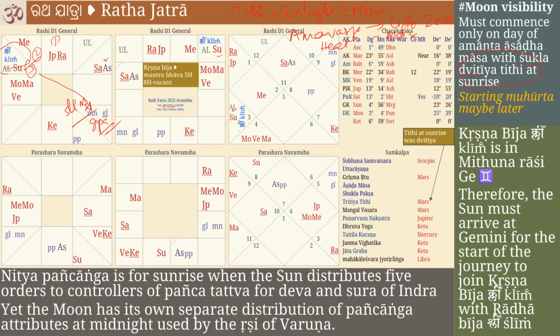Okay, this moon's orders are all associated with the Rishi of Varuna. Varuna and Indra. The Deva Panchanga or the sunrise Panchanga has to do with Indra, whereas the midnight Panchanga has to do with Varuna. Some regions are using sunset for that. Anyway, we will come to that later. So you understood this, bija.